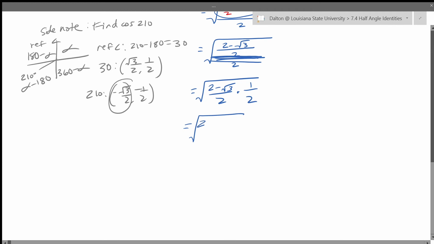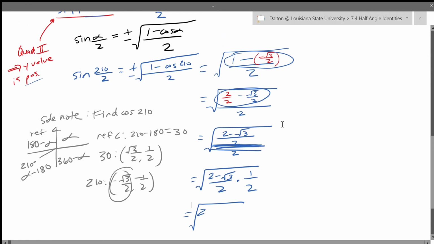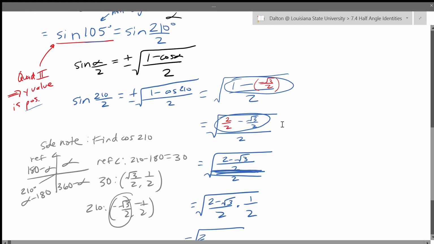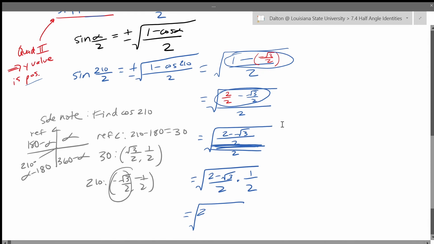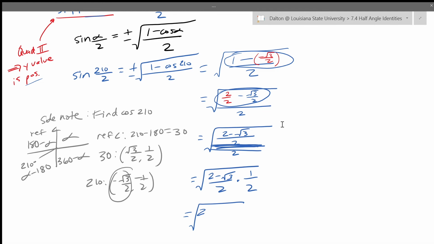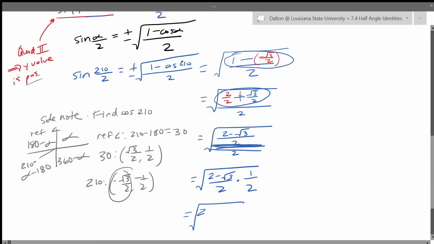How did that switch? Hold on. I missed my double negative somewhere. There it is. Okay, hold on. Let's back up a couple steps. In my original step, I have 1 minus negative square root of 3 over 2. So what's going to happen is this will actually change to a plus sign. So I'm going to have 2 plus square root of 3 over 2.